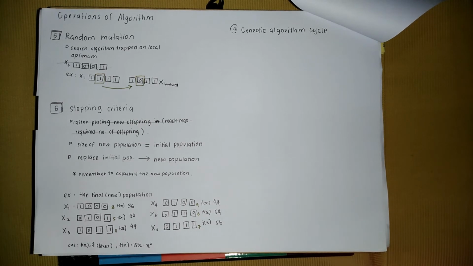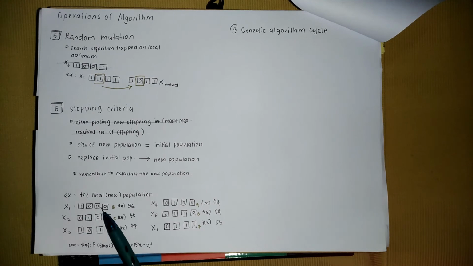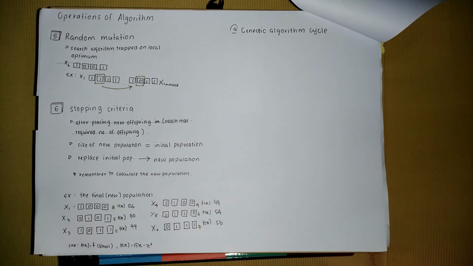So here, let's say I already have the chromosome string with 1000. So how to find the fitness? You can actually substitute the x. Remember the function just now is 15x minus x^2. So you have to substitute the x with the number, for X1.